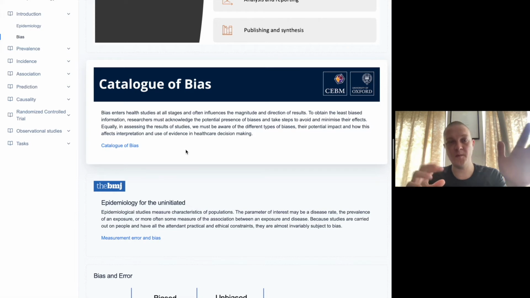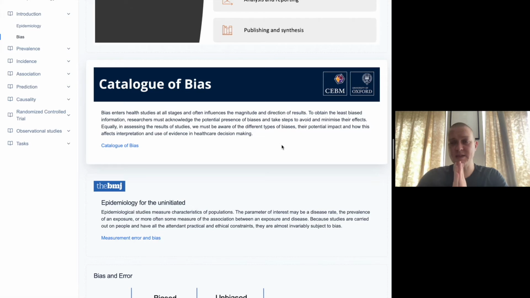Super useful. They have this definition of bias, and it says, bias enters health studies at all stages and often influences the magnitude and direction of results. To obtain the least biased information, researchers must acknowledge the potential presence of bias and take steps to avoid and minimize their effects. Equally, in assessing the results of studies, we must be aware of the different types of biases, their potential impact, and how this affects interpretation and use of evidence in healthcare decision-making.